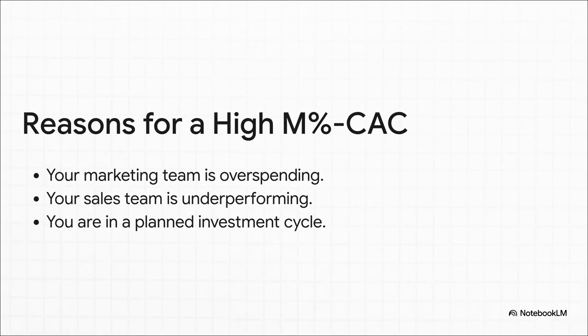So let's say your number is high. What could that mean? Well, it could be a warning sign that your marketing team is overspending. Or it could actually mean your sales team is underperforming. Maybe they aren't hitting commissions, which lowers their cost. But a high number could also be a good thing. Maybe you're intentionally pouring money into a huge marketing campaign to build a pipeline for the future.